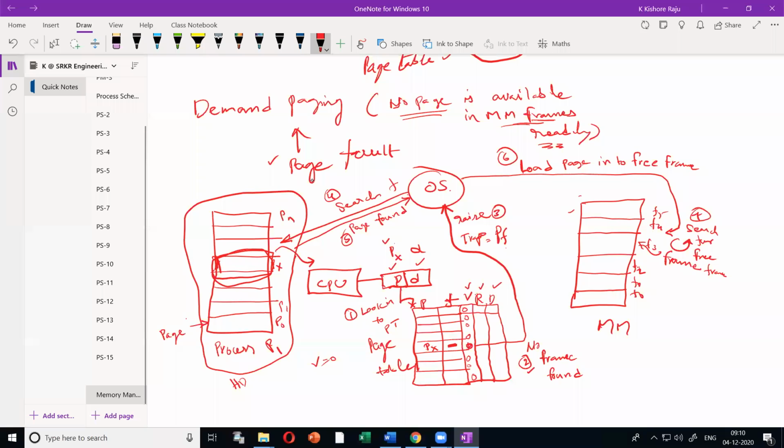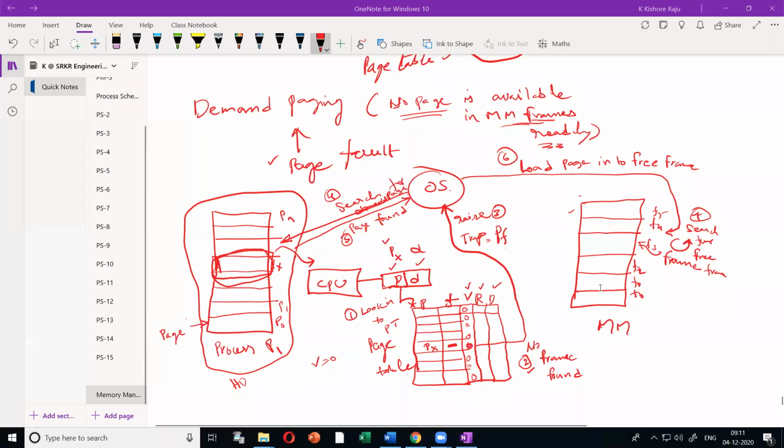Search for the demanded page. That's the fourth step. Next, fifth step, page found. The demanded page is found. Then sixth step, load the page into the free frame.